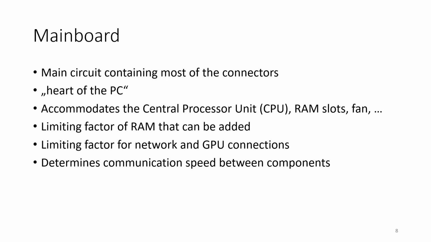We also have the main board. If the CPU was the brain of the PC, then the main board is the heart of the PC, because this is where everything else gets connected. It has the slots for the CPUs, for the RAM, for the fan, for the power supply. So this is where everything becomes connected to each other.